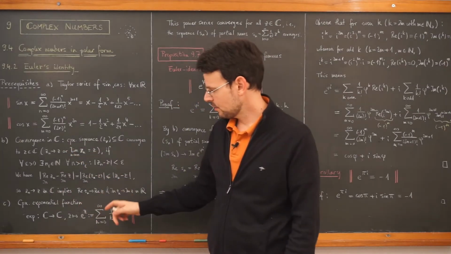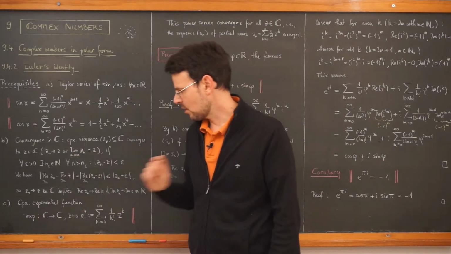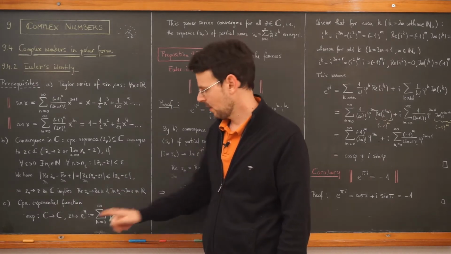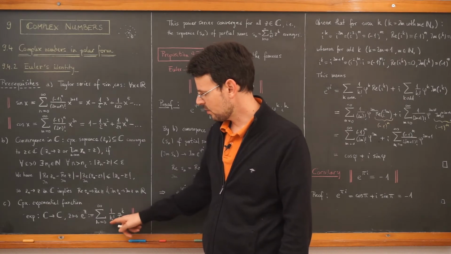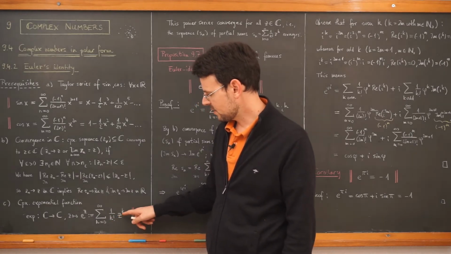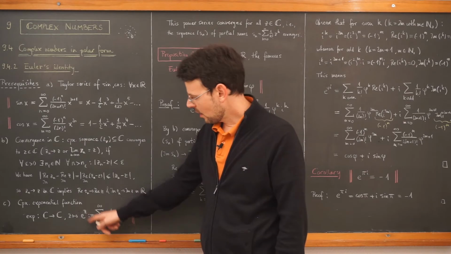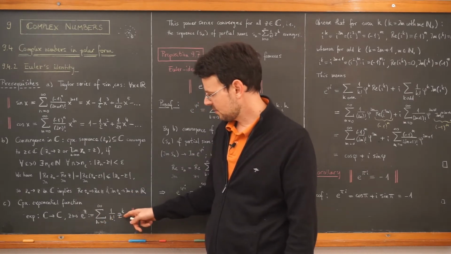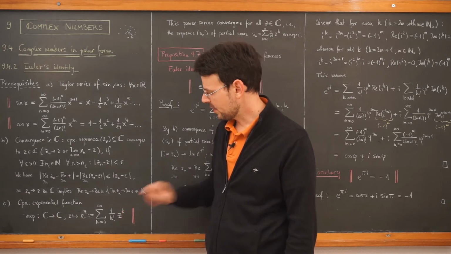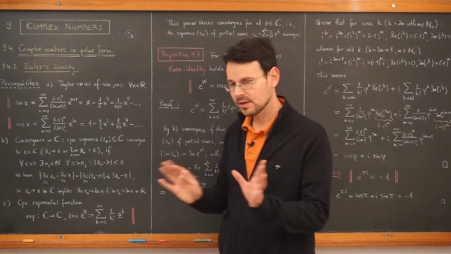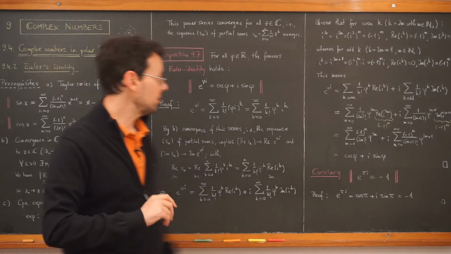And what you absolutely need to know is the definition of the complex exponential function. You get this if you take this power series: you take 1 over k factorial times z to the k and take the series of this. And this converges for every complex number z. That's a fact that we're not going to prove, but that we're going to use.